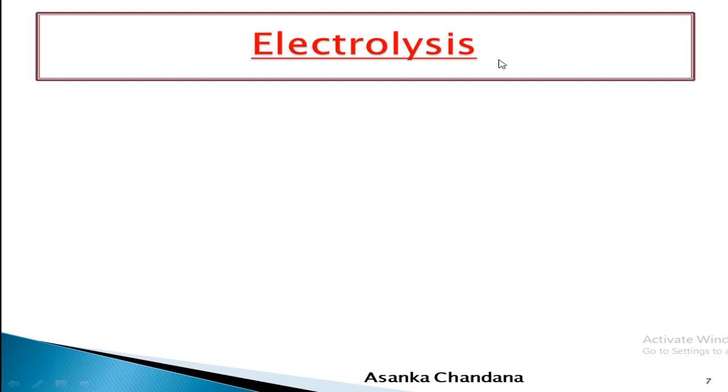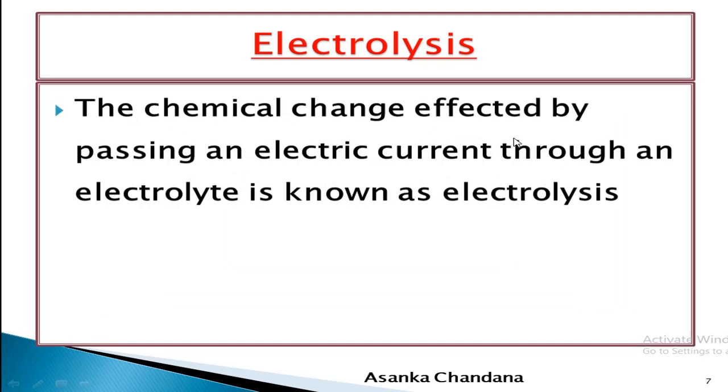Before learning about the electrolysis, we have learned about electrolyte, non-electrolyte, positive electrode and negative electrode. Right now we are going to learn about the electrolysis. What is the electrolysis? The electrolysis means a chemical change. The electrolysis is the chemical change effected by passing an electric current.